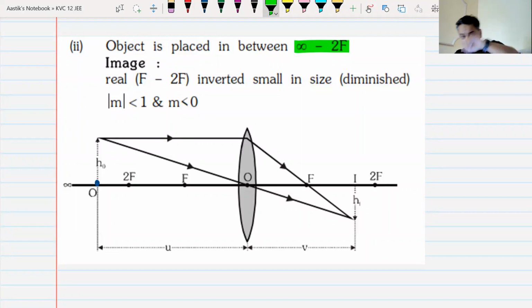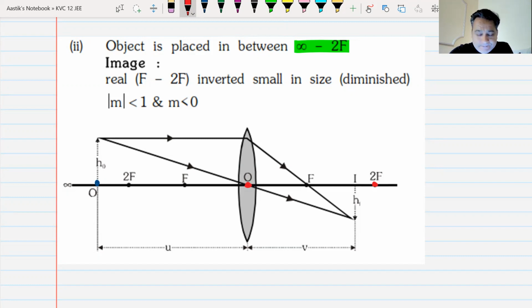So the image is real. It is formed on the other side, and as you can see, it is formed between O and 2f. This image is real. It is diminished and it is inverted. So it forms a real image. The only thing is the size is less than the object. When the object is at infinity, the size is very small. When the object is between infinity and 2f, that is beyond 2f, it is smaller than the object, not very small, but still smaller than the object. That is case number 2, object placed between infinity and 2f.